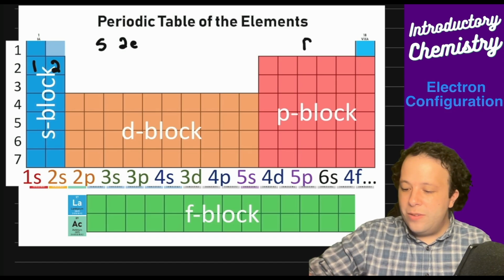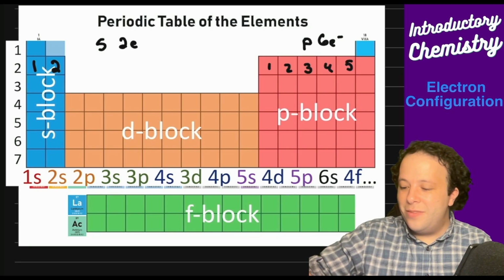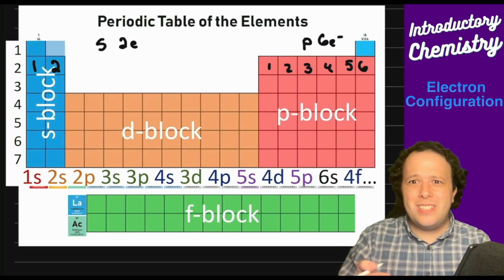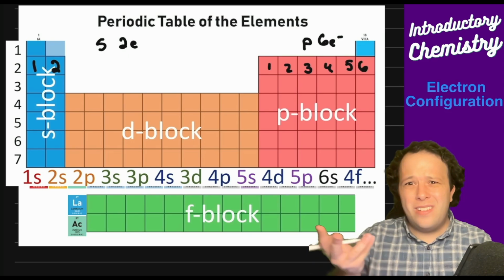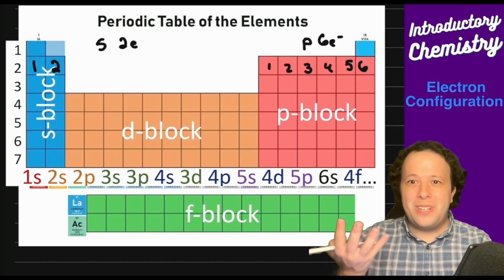With P, right, that had a total of 6 electrons. We can see 1, 2, 3, 4, 5, 6. The shape is in the table. So trying to remember the diagonal method or all these other methods really can't help you if you don't remember them. So remember your shape.